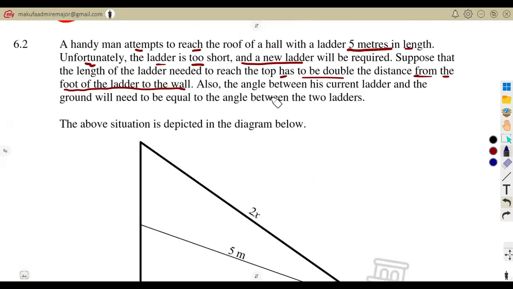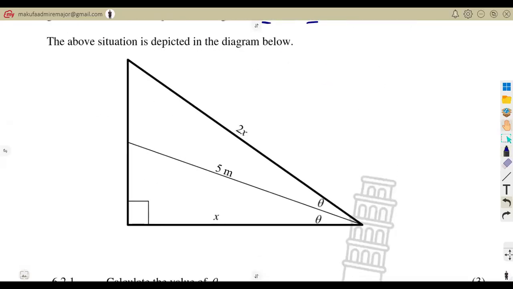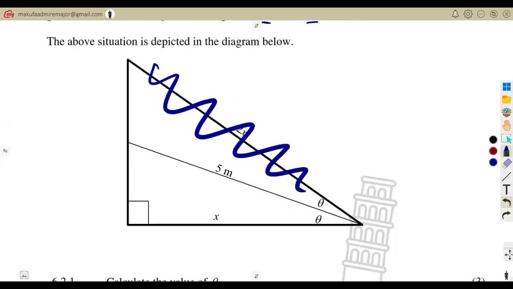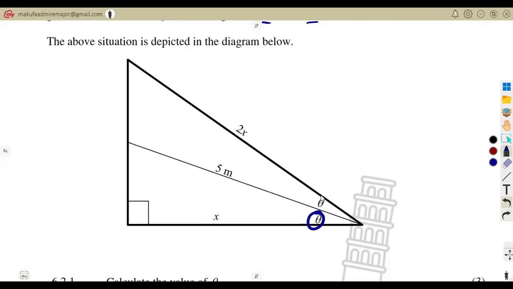The angle between his current ladder, the one that he had, and the ground will need to be equal to the angle between the 2 ladders. So they're saying these angles are equal. These are ladders. Remember, this is the first ladder, this one. This is the first ladder which failed to reach the roof. I mean, you say this is the roof, this one. This is the top now.